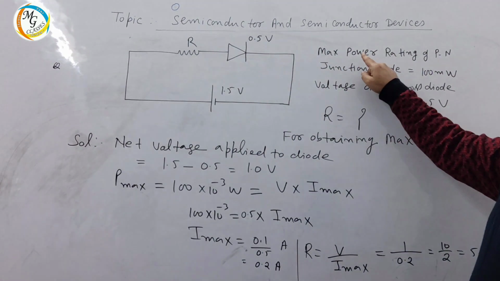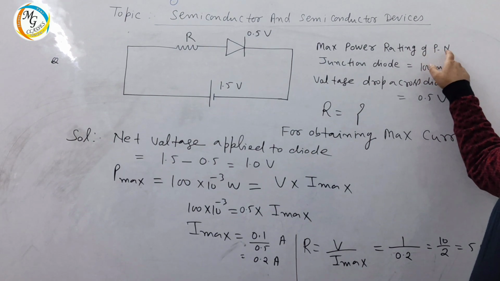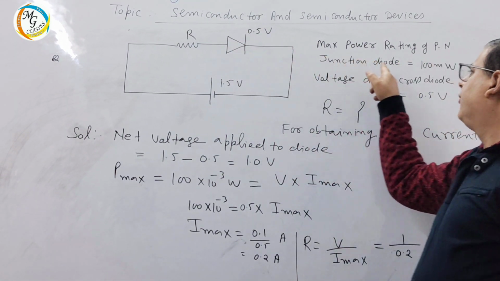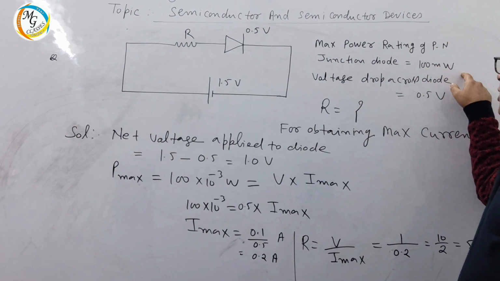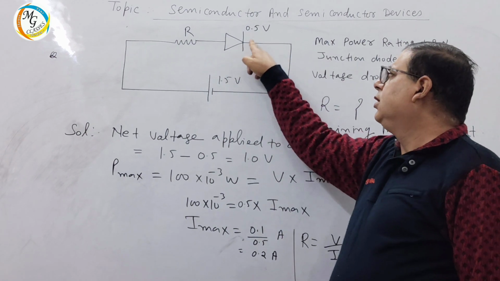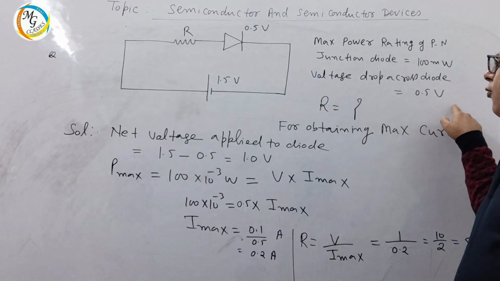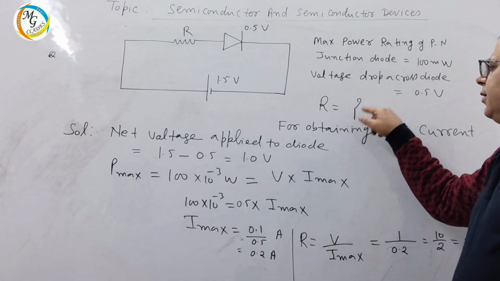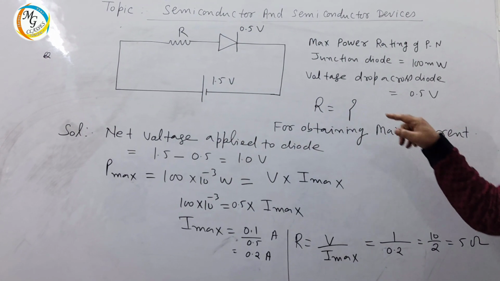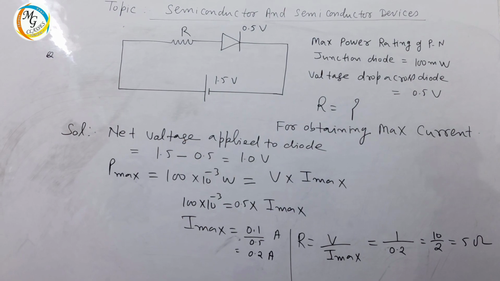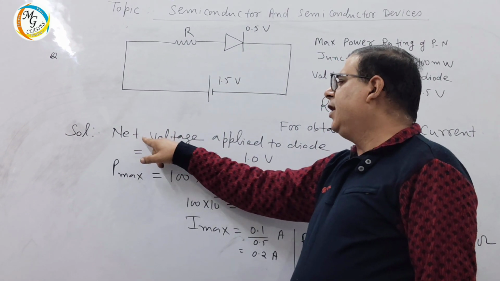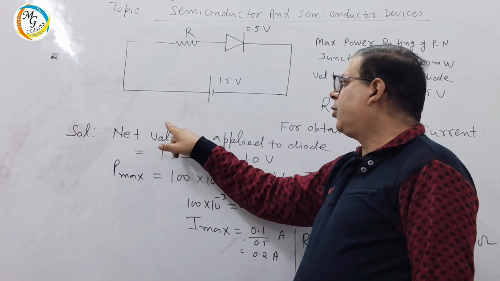The specifications of this p-n junction diode are given as follows. For example, the maximum power rating of this p-n junction diode means this diode can consume this much power, which is equal to 100 milliwatt, and the voltage drop across this diode is given as 0.5 volt. So we want to calculate the value of this R so that we can obtain the maximum current in the circuit.